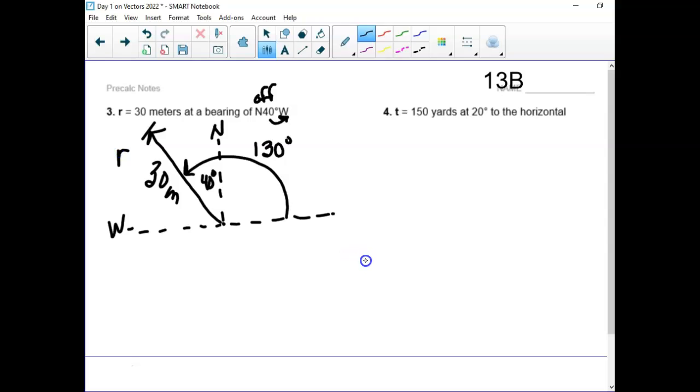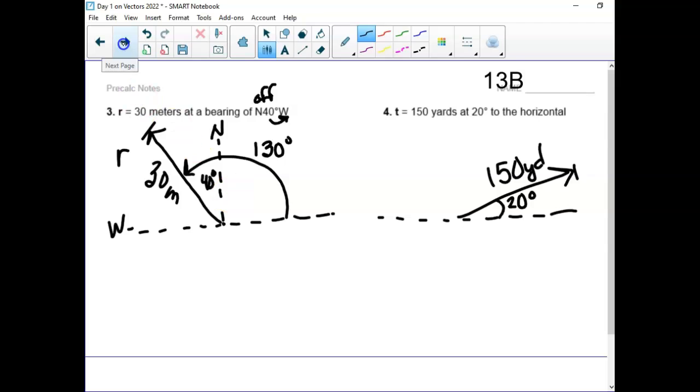All right, can you try this one? 150 yards at 20 degrees to the horizontal. So just your basic 20-degree angle, just a little. And we're going to label it 150 yards. Okay. Seem all right? Can do those? All right. They're just a picture at this point.